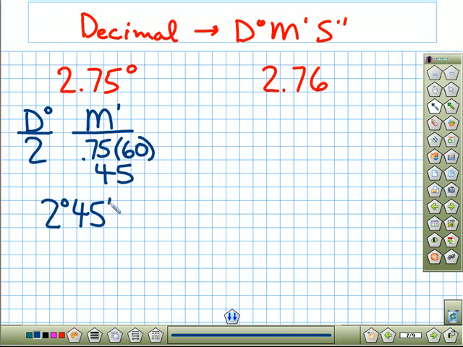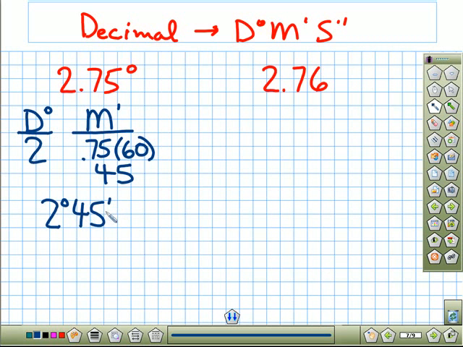Now notice, it's exactly 45. That means we don't think about seconds. Each one of these minutes is 60 seconds, but we're just going to write it this way: 2 degrees and 45 minutes. Okay. Any questions about that?